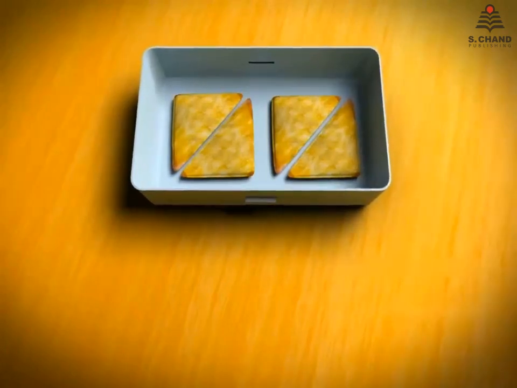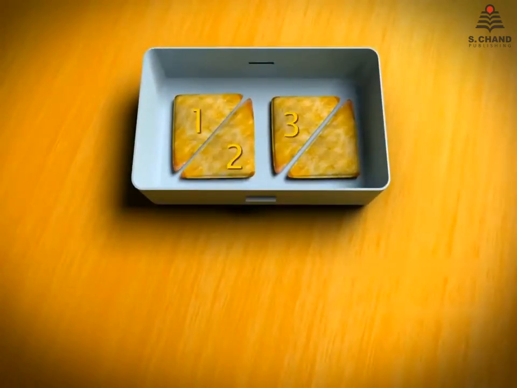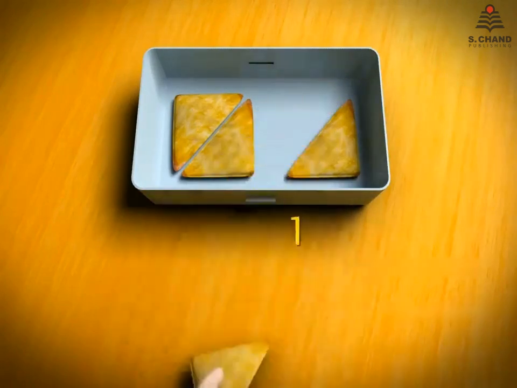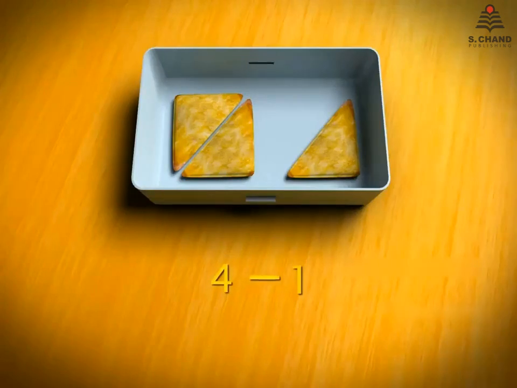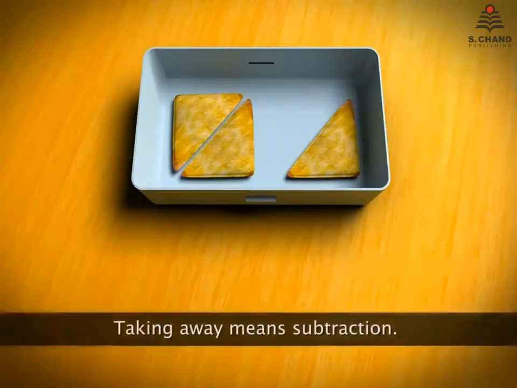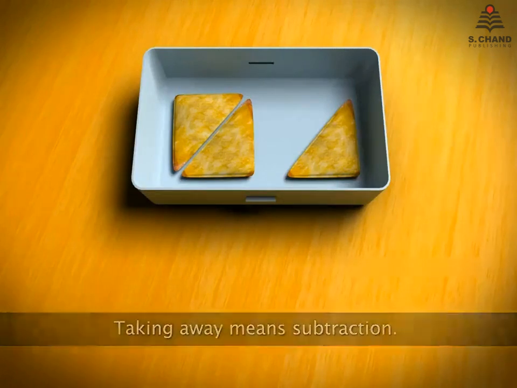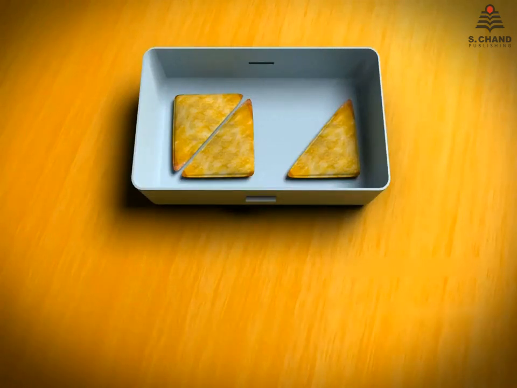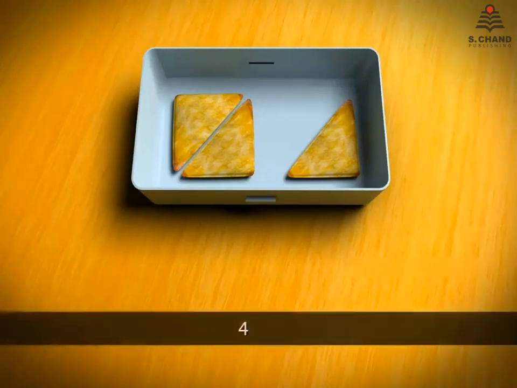Jojo has brought sandwiches. There are 4 pieces. Stella takes 1 piece. So we say 4 take away 1. Taking away objects from a group is called subtraction. The subtraction sentence is written as 4 minus 1.